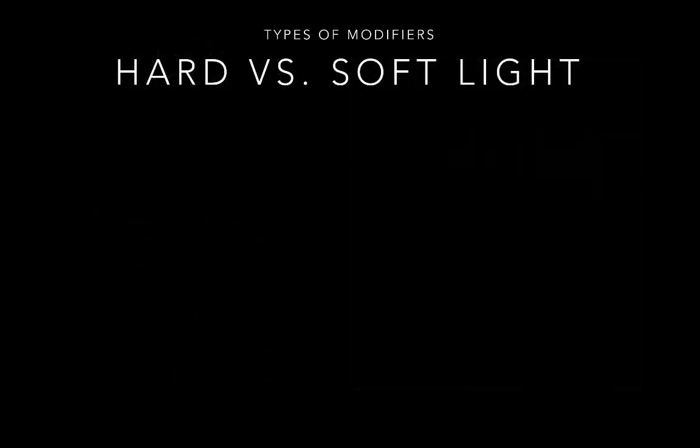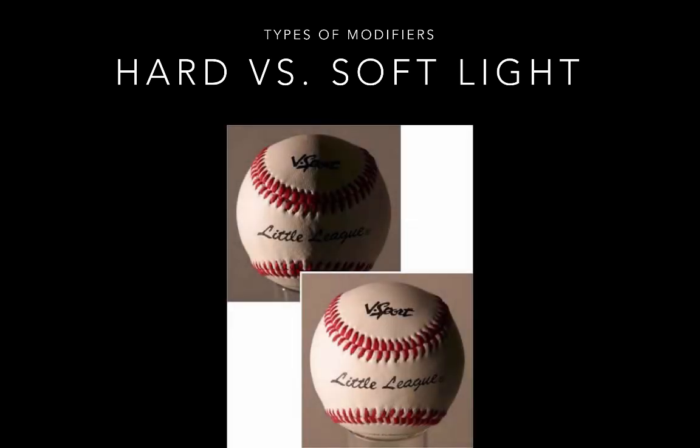Okay, so let's talk about the types of modifiers. Hard versus soft light. You always hear people talk about a nice soft light or a dramatic hard light. Hard and soft light is a direct result of the size of the light source. Okay, so the larger the light source in relation to the subject, the softer the light.